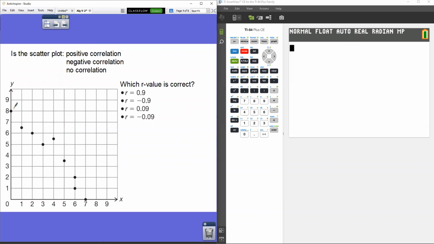In the next one, as we go from left to right, the dots are going down. So it has to be a negative correlation.